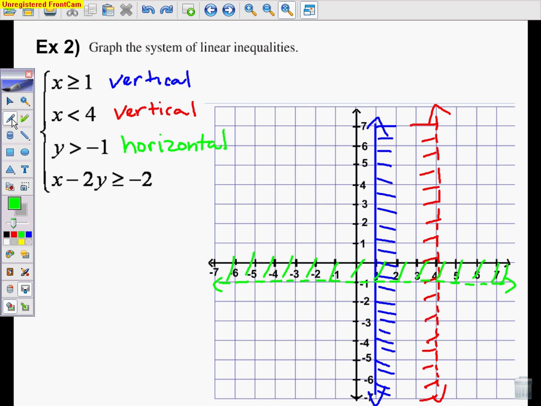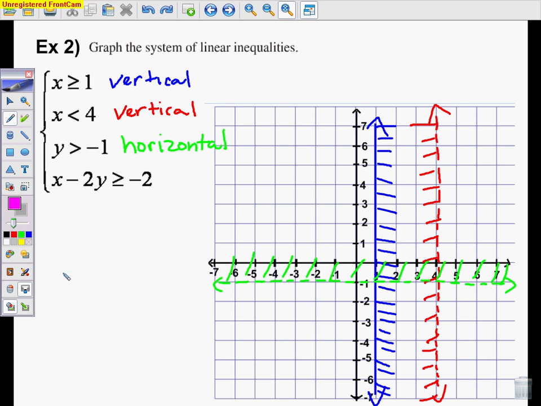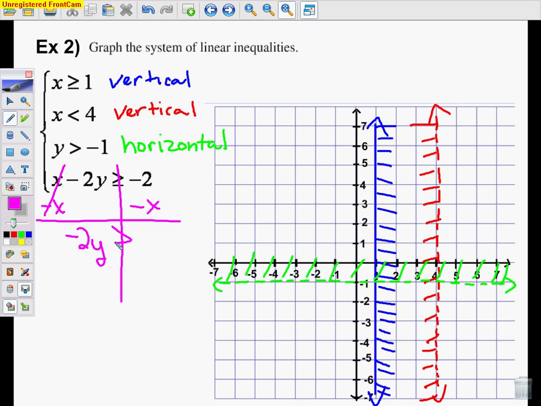Our final inequality is x minus 2y is greater than or equal to negative 2. Now, what I would do with this one, I'm going to change up my color a little bit. First thing you would do is probably put this in slope-intercept form. So subtract x from both sides. We get negative 2y is greater than or equal to negative x minus 2. And then get y by itself by dividing by negative 2. And you divide everything by negative 2.